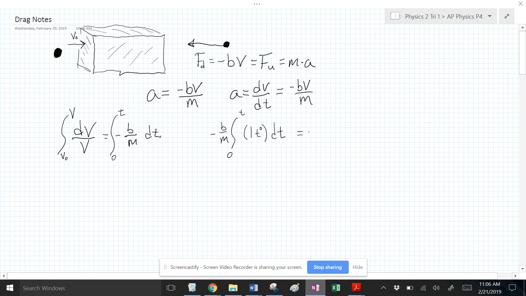So we end up with negative b over m t, and again we're going to evaluate that from 0 to t, so that's just going to become negative b over m t. What's happening over on the left side, though, is a little more complicated because this v is on the bottom. So that's 1 over v, which is the same thing as v to the negative 1.